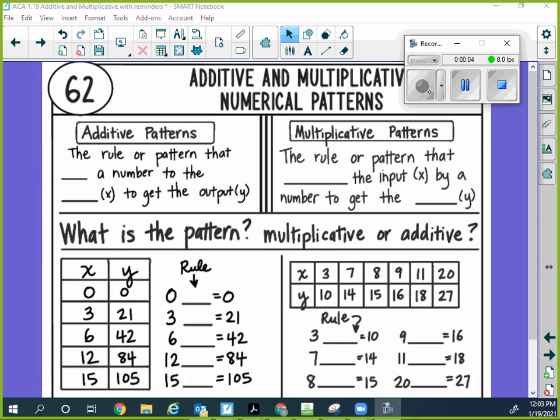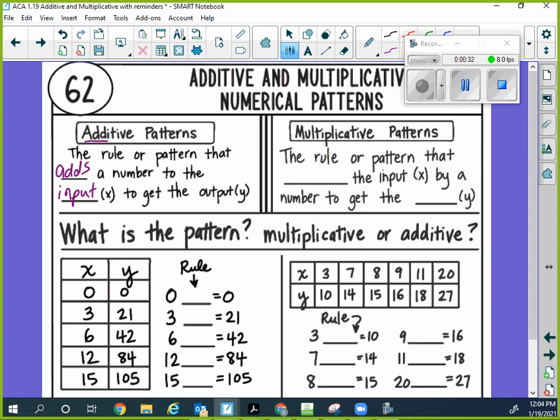Today we're talking about additive and multiplicative relationships. These are probably new words for you, okay? Additive. What do you see in the word additive? Add, very good. Add, right there, okay? It says that the ruler pattern adds a number to the input, X value, to get the output, okay?